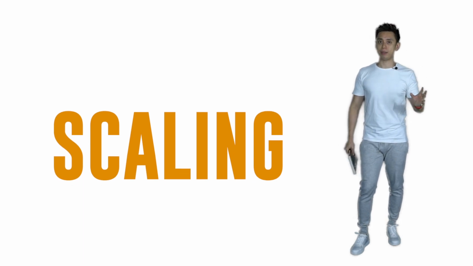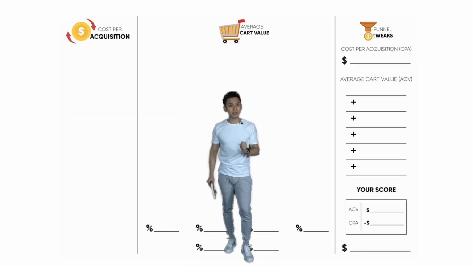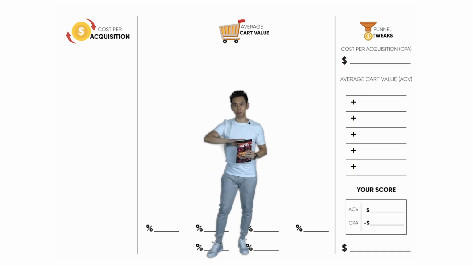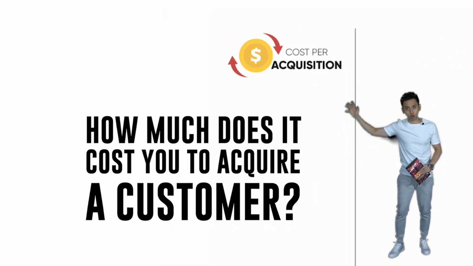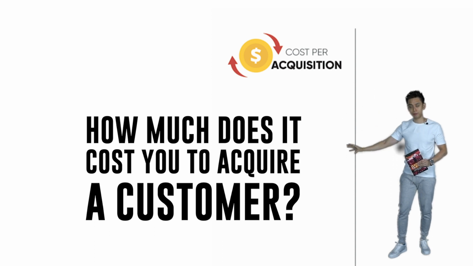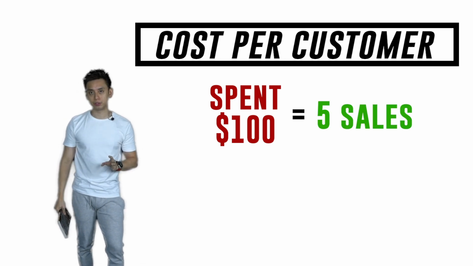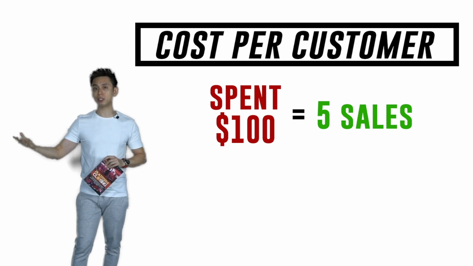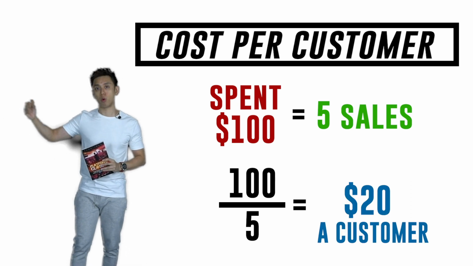Scaling is all math. If you advertise on Facebook, YouTube, Instagram, Google, you will know literally how much money you spent, how many customers you got, and at the same time, how much a customer is worth. So what does this mean? It means that right now behind me, there is a framework that shows you exactly these two numbers. On my right hand side, this is cost per acquisition, which means how much it costs to acquire a customer. Imagine if you spent $100 today and got 5 sales, how much did it cost you to acquire a customer? That's $100 divided by 5, so $20 to acquire a customer.